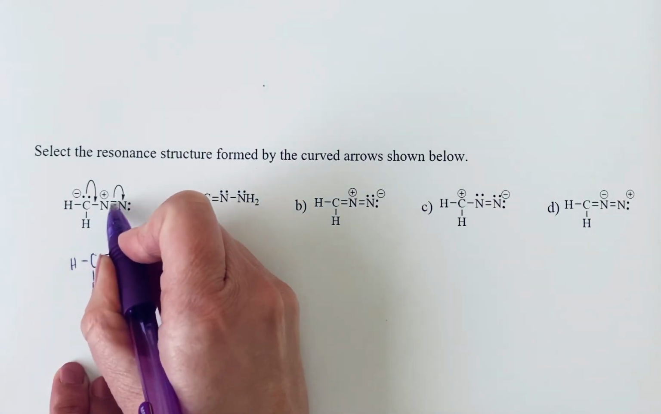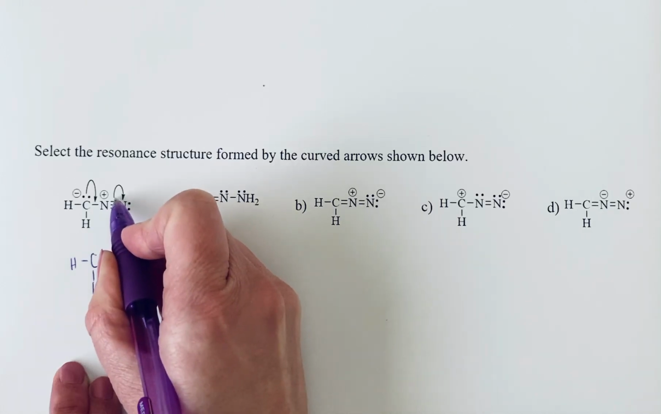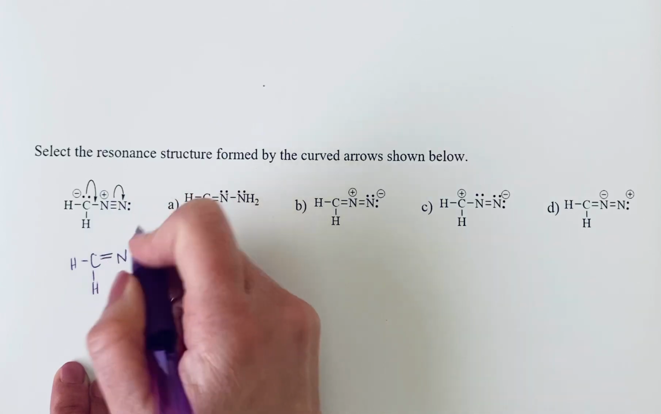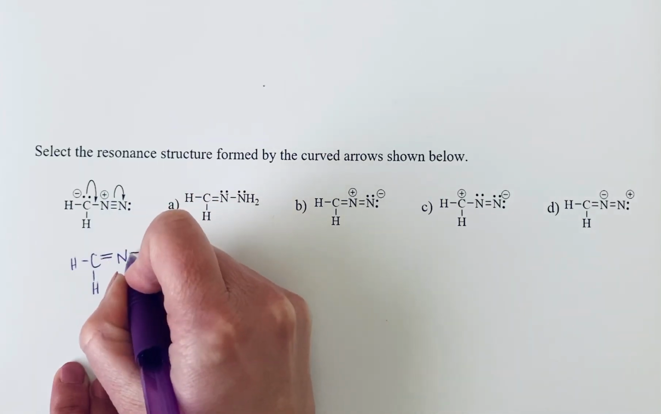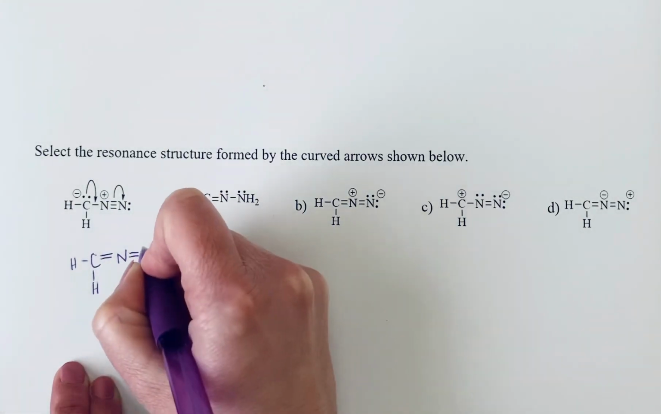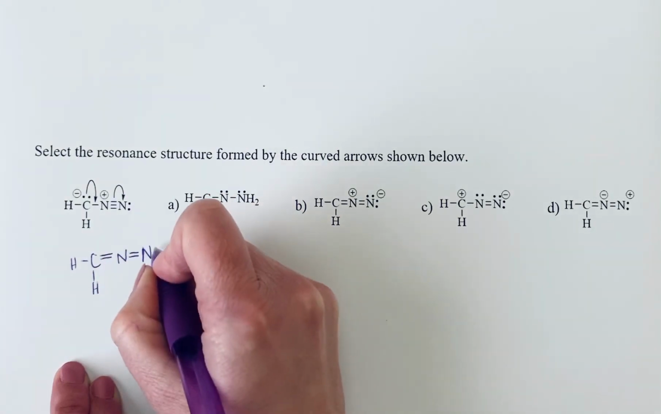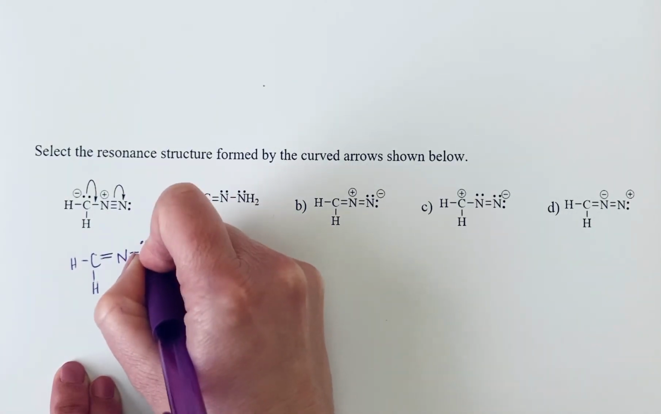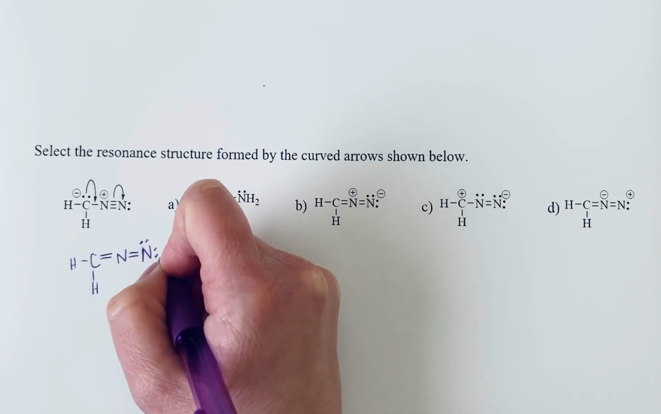This nitrogen had a triple bond to another nitrogen, but we're moving one of those pi bonds onto the N nitrogen. So we will be left with just a double bond. That nitrogen had a lone pair of electrons, and now it has an additional lone pair of electrons.